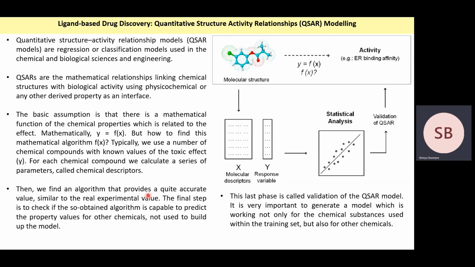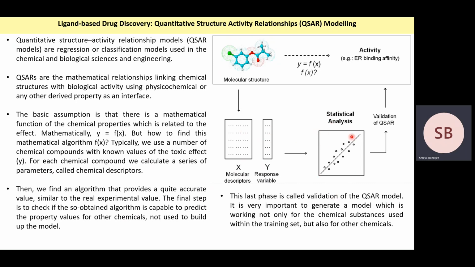Then we find an algorithm that provides a quite accurate value similar to the real experimental value. The final step is to check if the so obtained algorithm is capable of predicting the property values for other chemicals not used to build up the model. So what this means is that firstly, a structure activity relationship is found. We have a set of X, the molecular structure descriptors, and a set of Y, the activity corresponding to each structure. So we can correlate these to find a structure activity relationship.